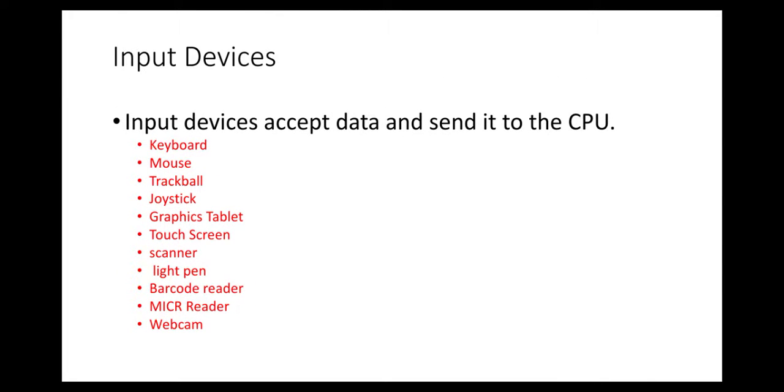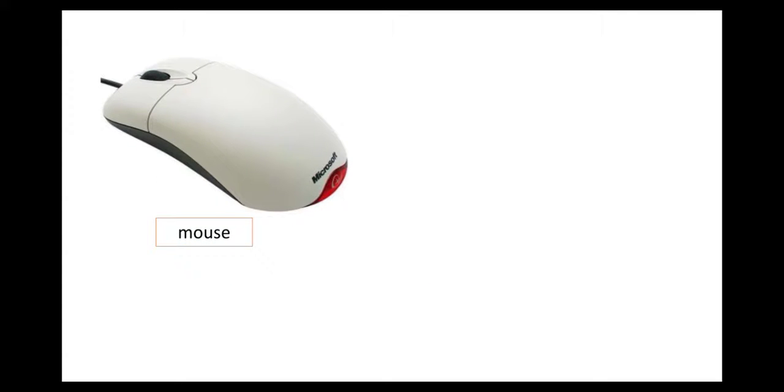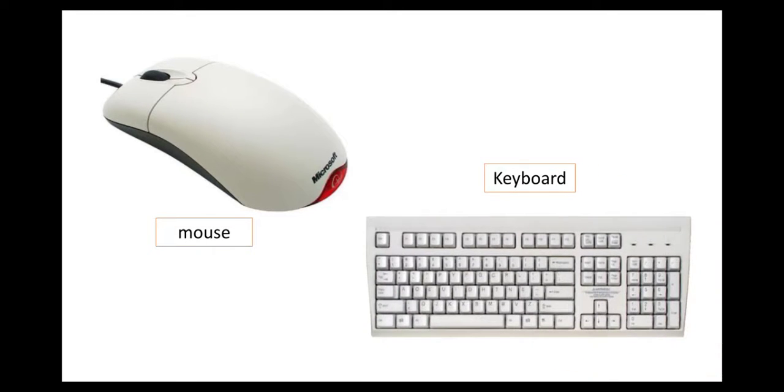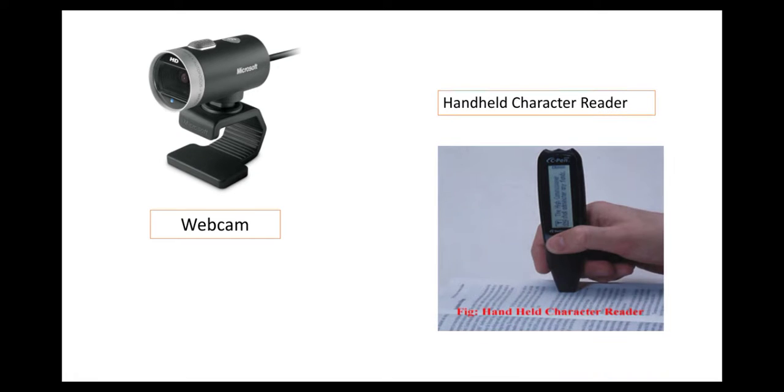Now let us discuss input devices. What are input devices? Input devices accept data from the user and send it to the CPU. Here are some examples. The mouse is an input device, also called a point and click device, because with the help of its buttons we point on the screen. This is a keyboard. It is also an input device, and we enter data into our computer with the help of these keys. Webcam: we record videos with the help of this webcam.